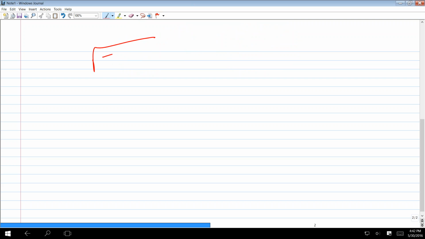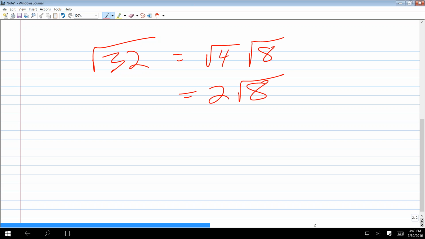What is this? Think of factors of 32. 8 and 4. Okay? Which is 2 times square root of 8. That works, except now square root of 8 is not simplified. So you can separate that again. Go ahead. 2 and 4. So then you have 4 square root of 2.